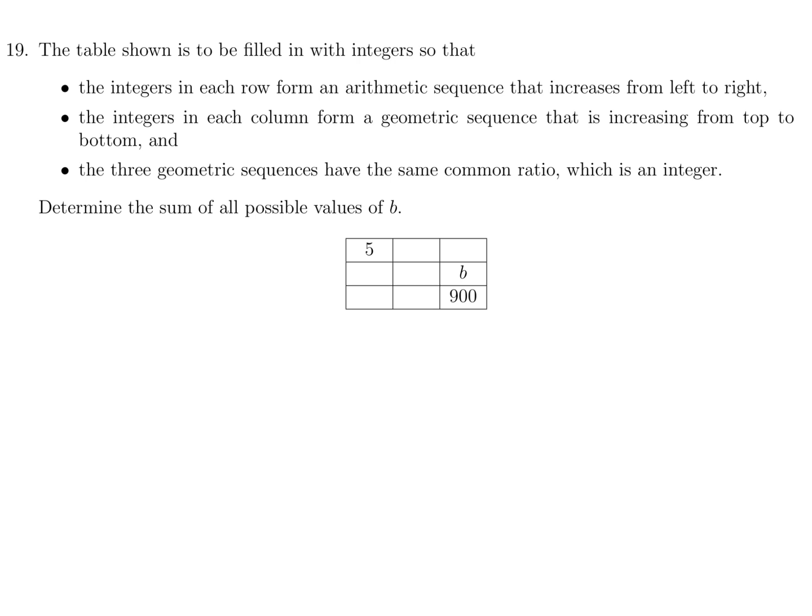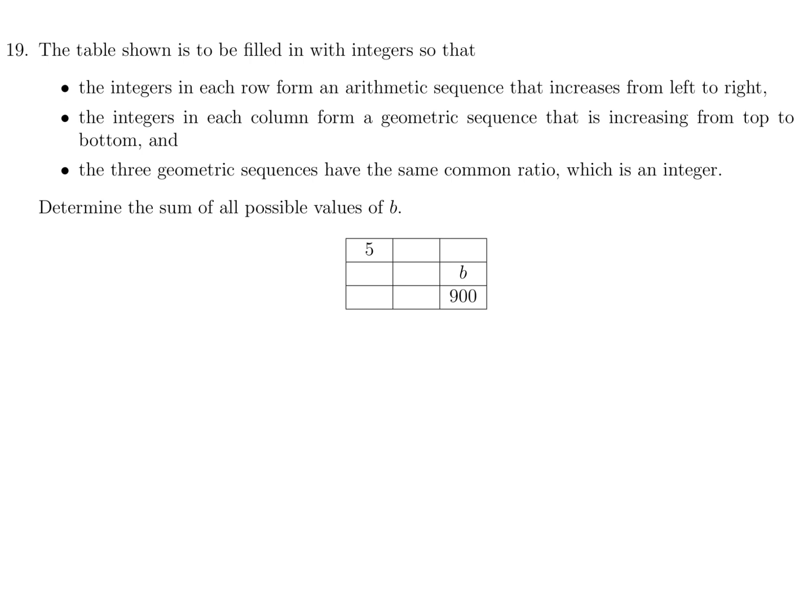The table shown is to be filled with integers so that the integers in each row form an arithmetic sequence that increases from left to right. The integers in each column form a geometric sequence that increases from top to bottom, and the 3 geometric sequences have the same common ratio, which is an integer. Determine the sum of all possible values of b.